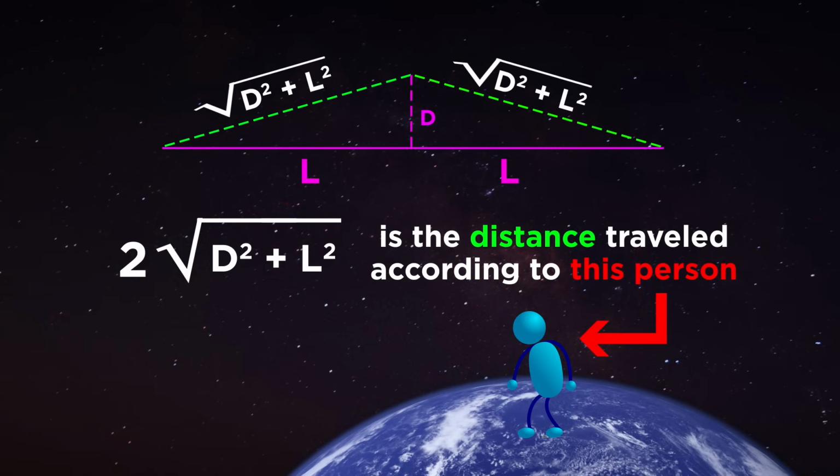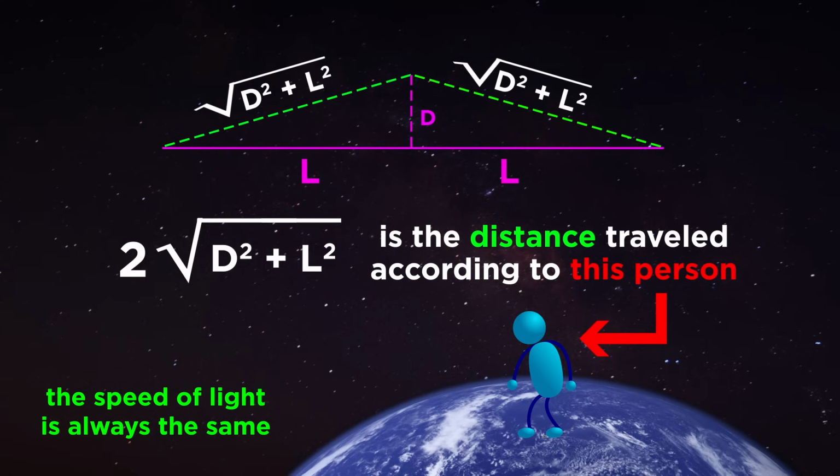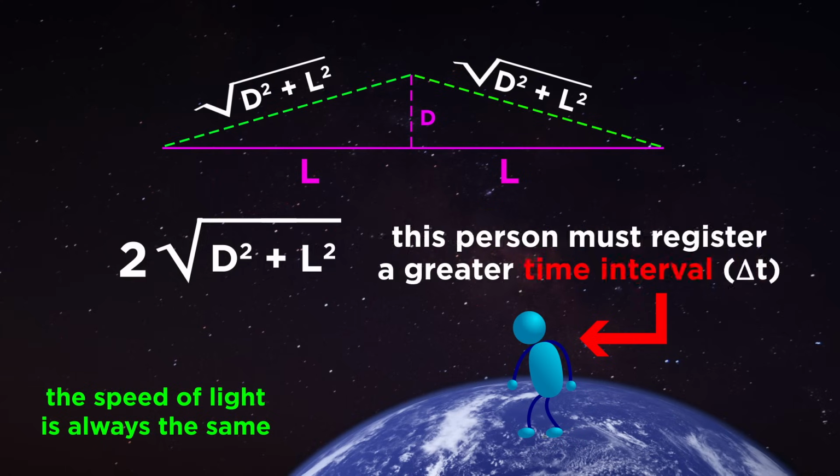So twice this term will be the distance traveled by the light pulse according to the observer on Earth. But the speed of light is always the same, so if the light travels a greater distance at the same speed, the observer on Earth must register a greater time interval, delta t, for this event to occur than the person on the spaceship.